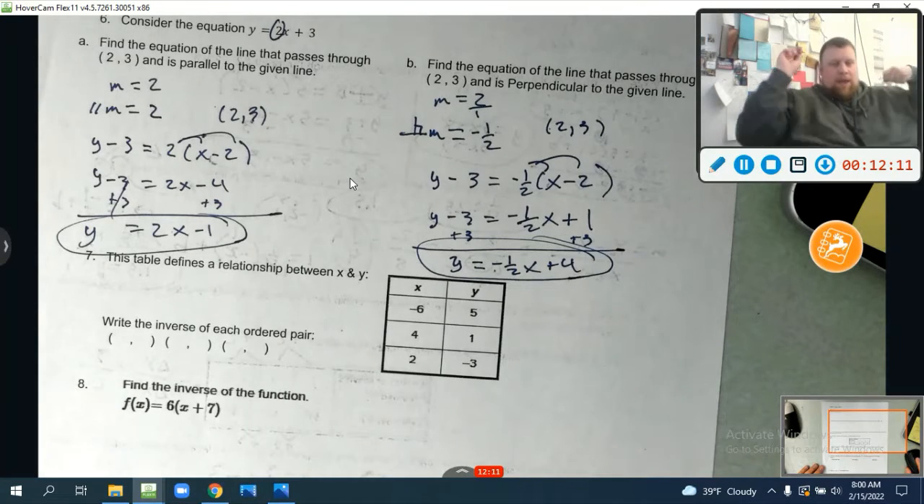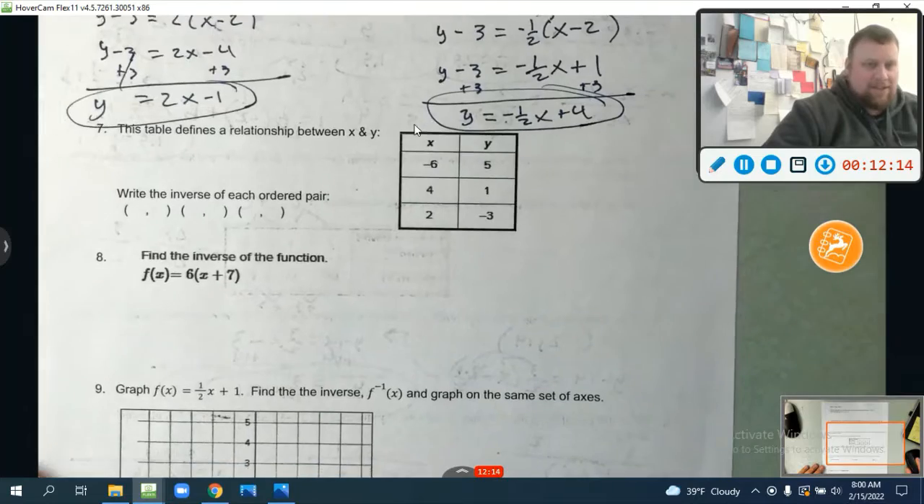It's good math. I like that stuff. Oh, this inverse stuff. I like this. This is kind of fun. It's really pretty easy once you get down to it.